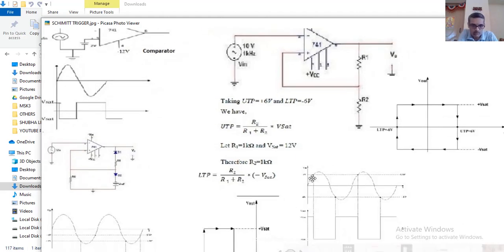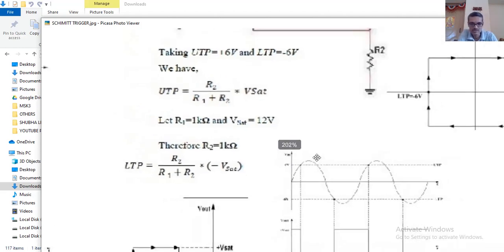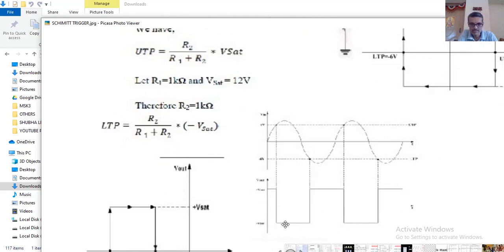When the input goes above this point, this is the UTP point and this is the LTP point. As you can see over here, this is the UTP point, this is the LTP point. When the input goes above the upper triggering point, the voltage given to the negative terminal is more than the positive terminal. So what happens? The output changes to minus Vsat.